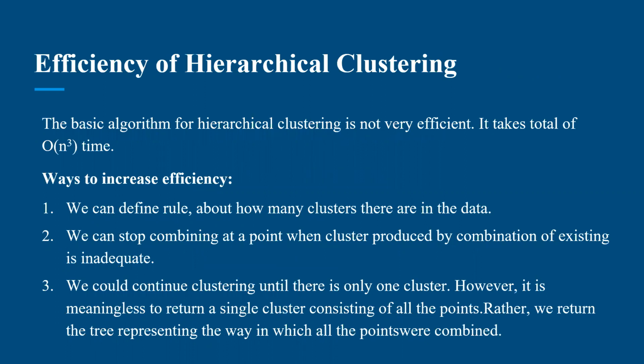Then the next one is the efficiency of this clustering method. This algorithm is not very efficient. It takes a total of order n cubed time. There are different ways in which we can increase the efficiency. First, we can define rules about how many clusters are going to be there in our data. Second, we can stop combining at a point when we get a cluster which is inadequate in nature. Third, we can continue to combine until we get only one cluster.